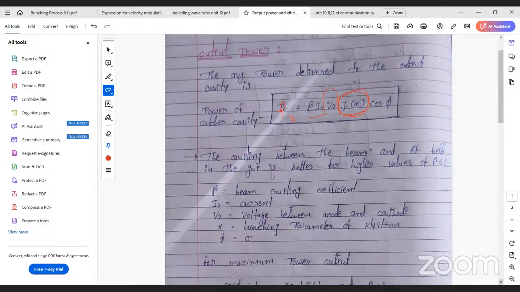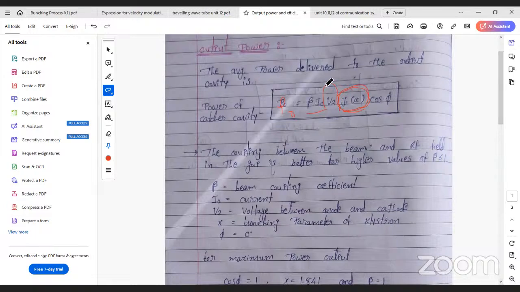In this, what is beta? Beta is called the coupling coefficient. I naught is called the current. V2 is the voltage between anode and cathode. X is called the bunching parameter of the klystron. Phi is applied as 0 degrees. This is a topic I wrote a little bit different from the textbook. You copy this one, I will send the PPT.